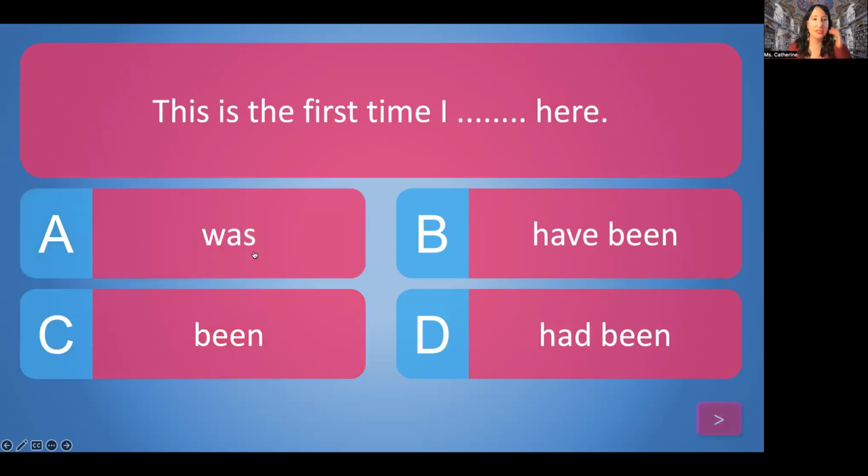All right, what about this one? This is the first time I blank here. A was, B have been, C been, D had been. This is the first time I blank here. This is the first time, let's see, could it be B? Yes, have been. This is the first time I have been here. How many people got this one? All right, I'm so proud of you. If you didn't, no worries.